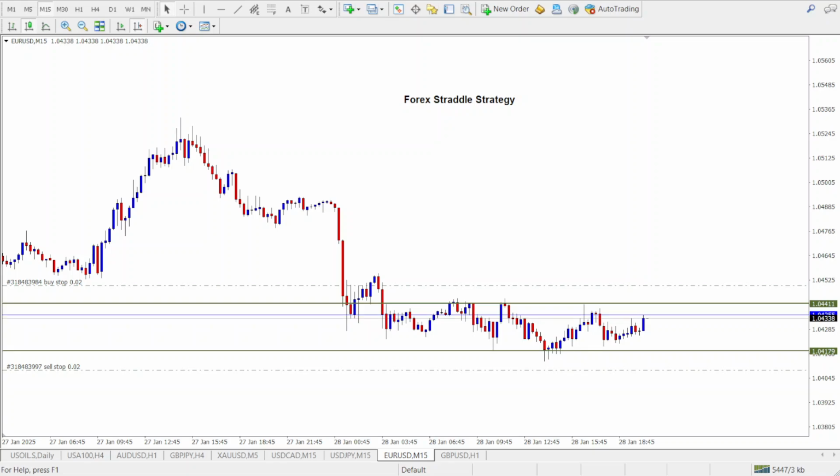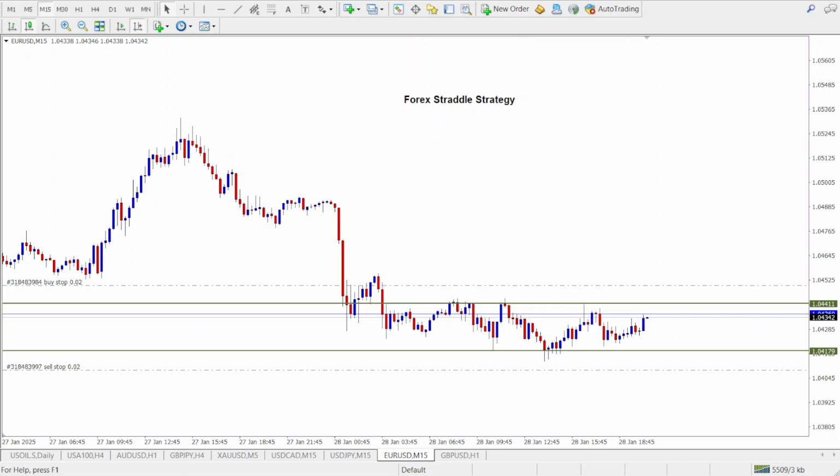Okay, now the forex straddle strategy can be quite effective though, but one of the mistakes to avoid is not managing risk. Okay, always remember to use your stop loss orders. Even if you are placing two orders, still use your stop losses. All right, you can place your buy stop loss below the breakout point, and your sell stop loss above the breakout point.